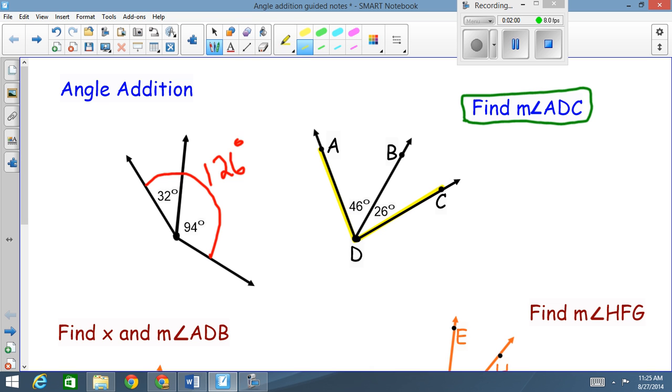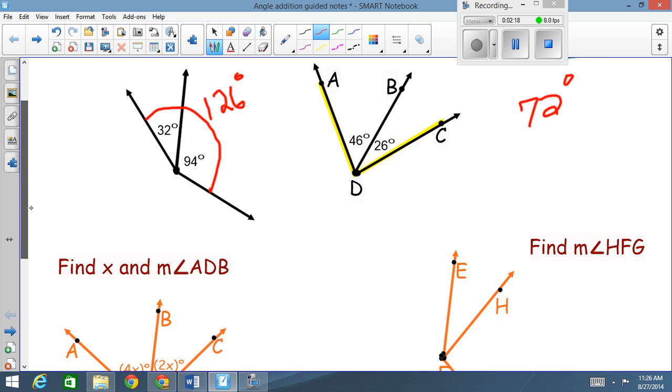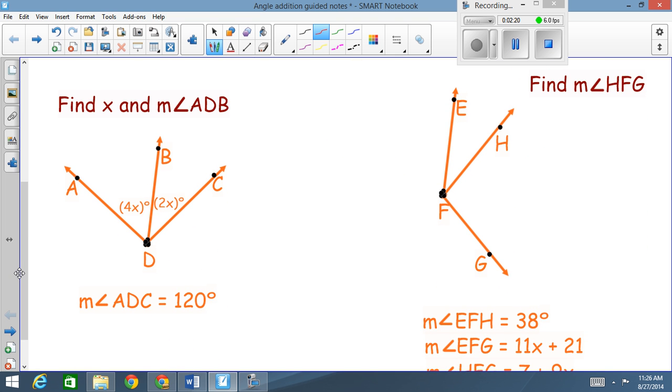So once again, I'm simply going to add those together. 46 plus 26, that's a 72-degree angle. Actually, I'll put it up here. 72 degrees. And you have to put your degree mark. If you just put 72, you're talking about a length or something else. So make sure you put degrees. Okay. Let's look at another example.